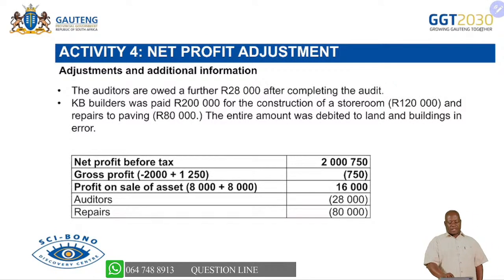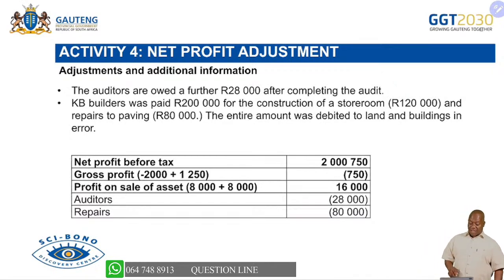Auditors, we subtract 28,000. Why? Because there is an amount owing to auditors which was not entered. 80,000 we must subtract, not the total amount of 200,000, not including the 120, only the 80,000, because that's the expense. That's a revenue expenditure. That is the amount that affects our profit. Minus 80,000.